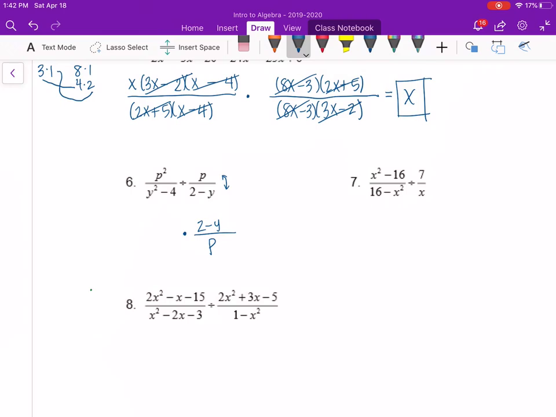So I went ahead and just flipped that second fraction, used the reciprocal, 2 minus y over p. And as I rewrite my first fraction, I'm also going to go ahead and factor. So I notice a difference of squares, so y plus 2, y minus 2. And now I'm set to cancel. So p squared divided by p is just p. I notice a set of opposite factors. Again, numerator or denominator for that -1 does not matter. And I'm left with negative p over y plus 2.